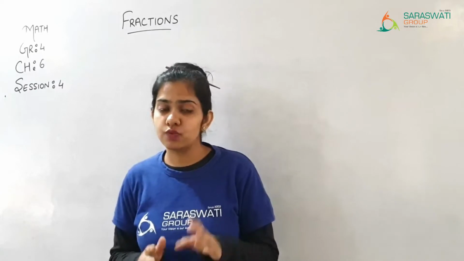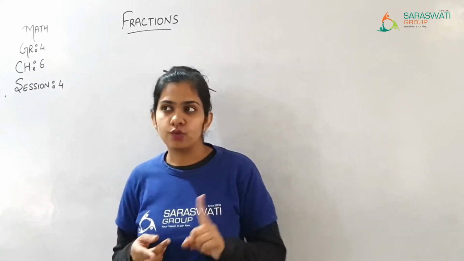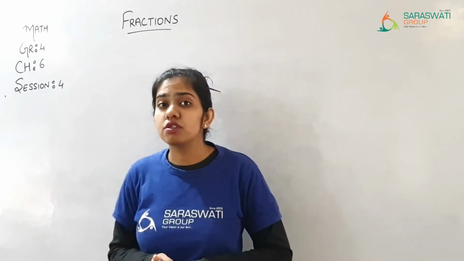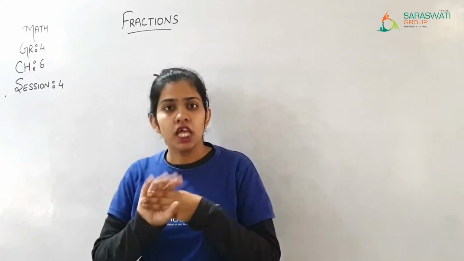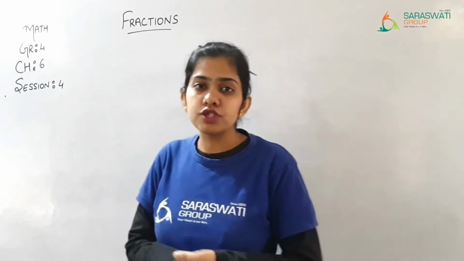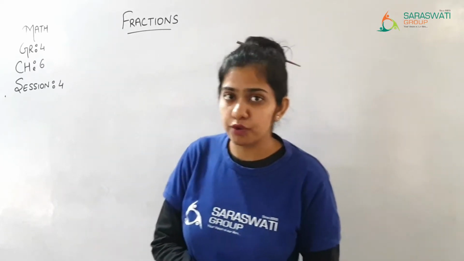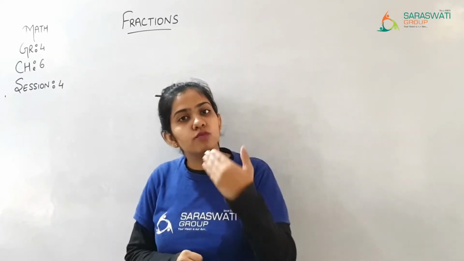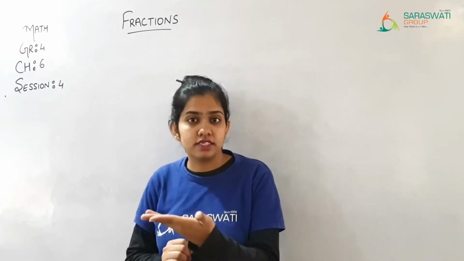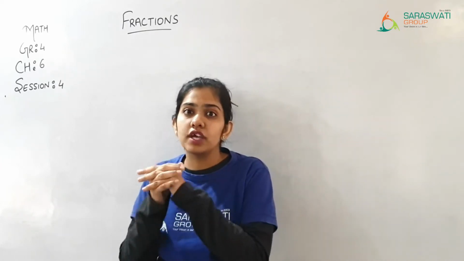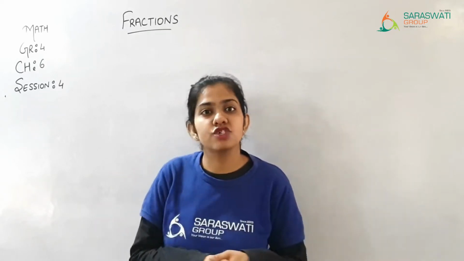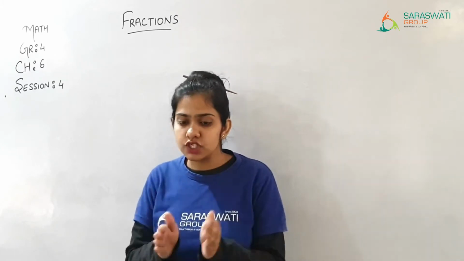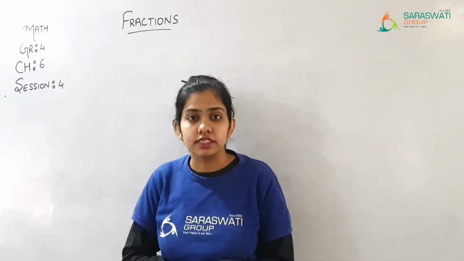In the previous sessions we have understood about types of fractions: like and unlike fractions, then unit fractions, then proper and improper fractions and how to convert mixed fractions into improper and back to mixed fractions. Then we understood the exercise on how to solve the sums related to that. Afterward we understood fractions on the number line, and then we learned equivalent fractions, right? So till equivalent fractions we have learned.